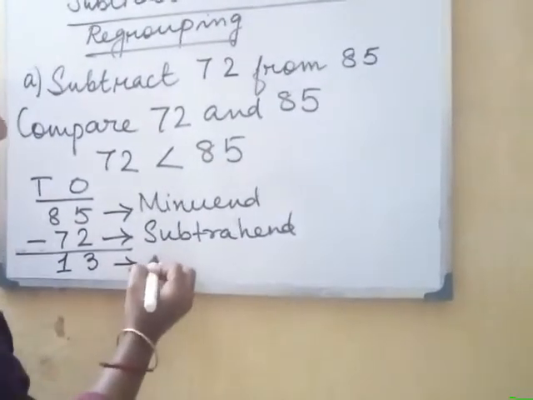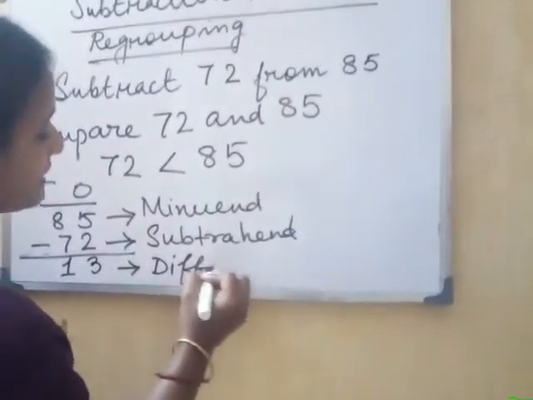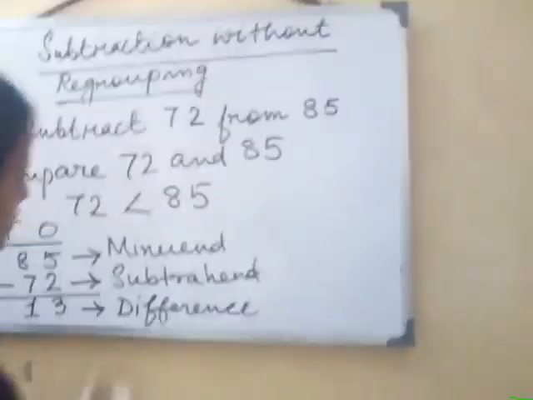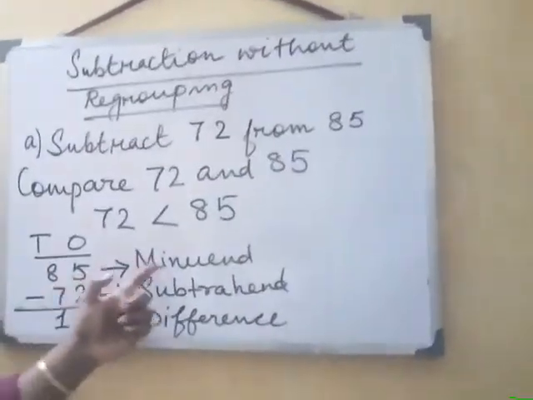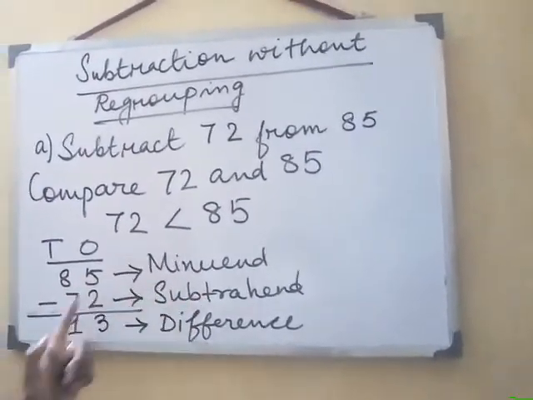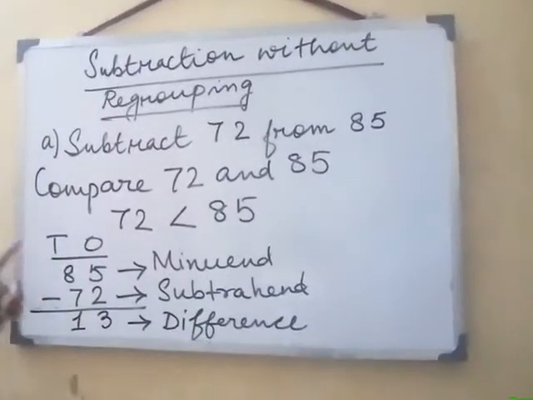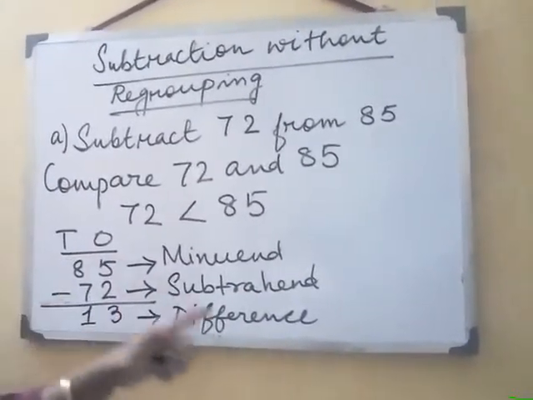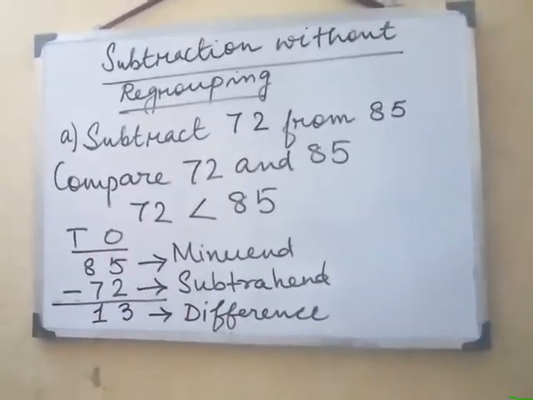So the answer is also known as difference. So the greater number is termed as minuend. Smaller number is termed as subtrahend. And the answer which we are getting by doing the subtraction is known as difference.